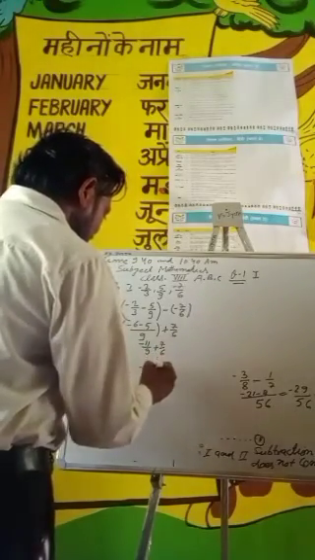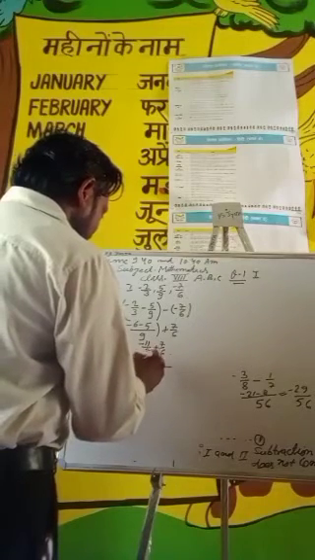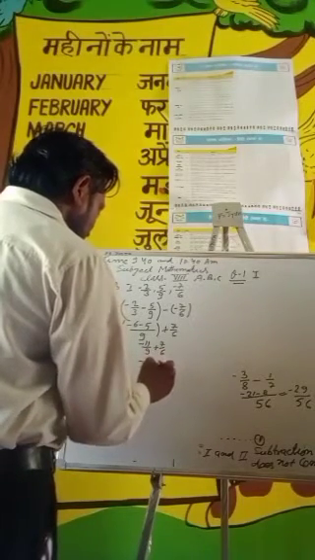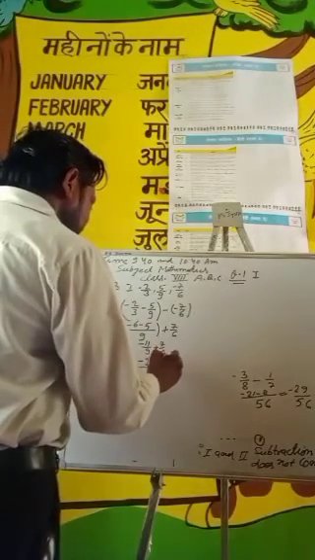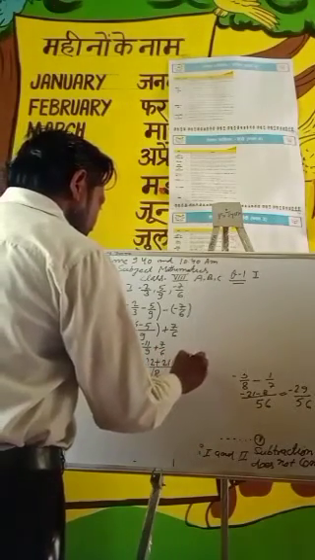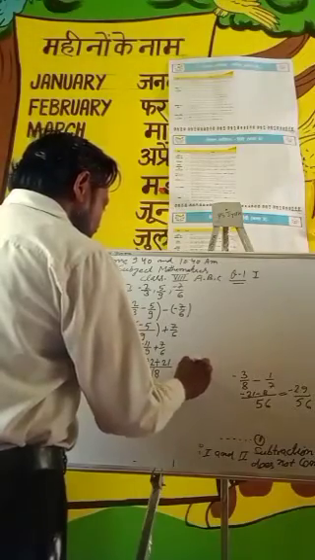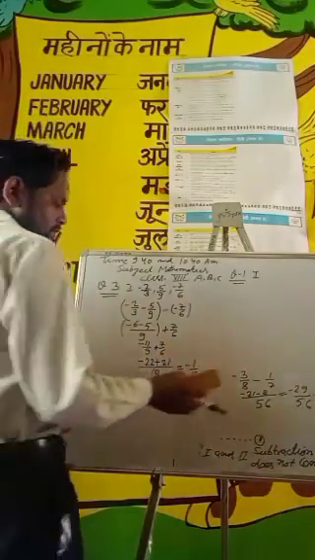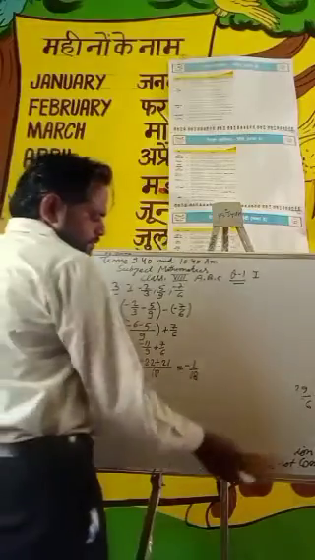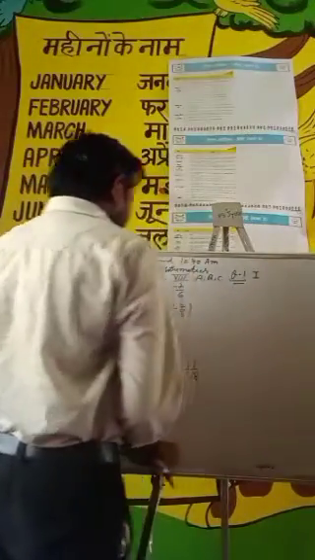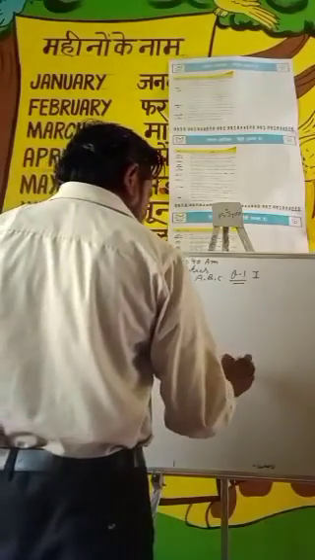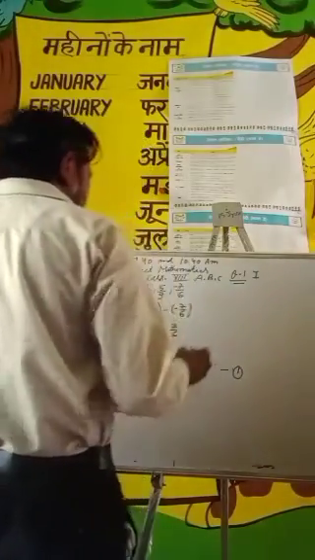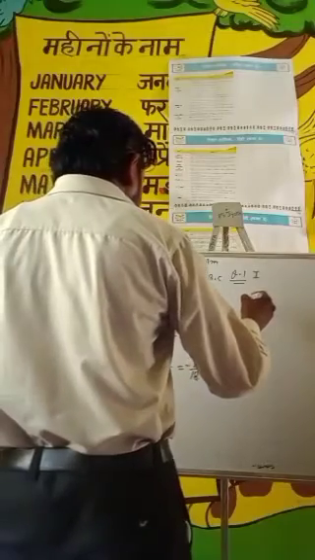6, 18, 22, 6 3 the 18, 3 7 the 21. This is equal to minus 1 upon 18. This is equation number first. Now groups will be changed.